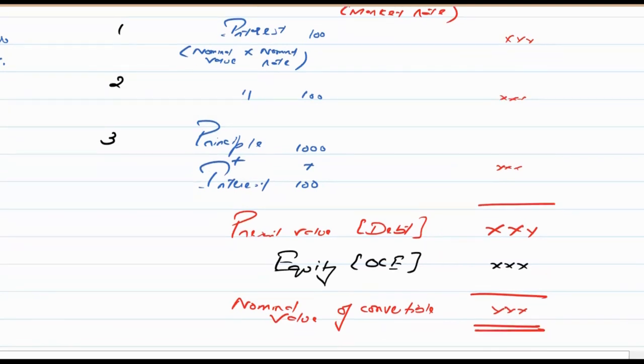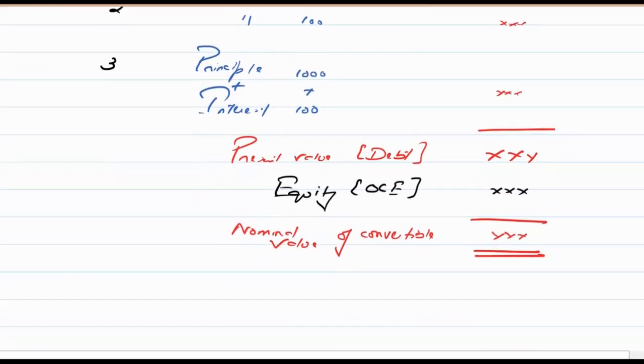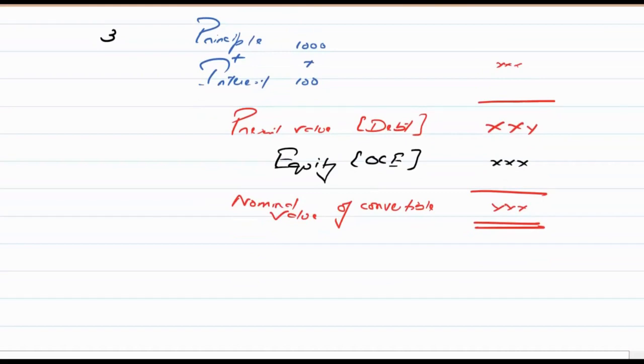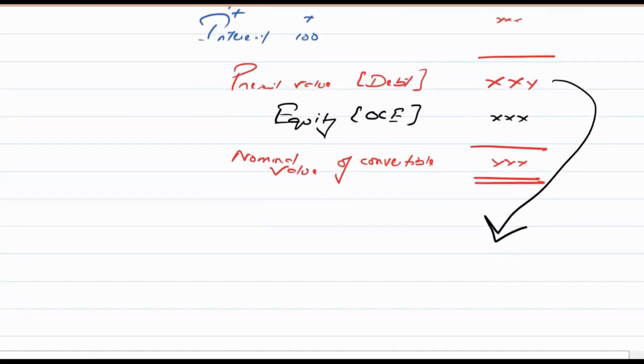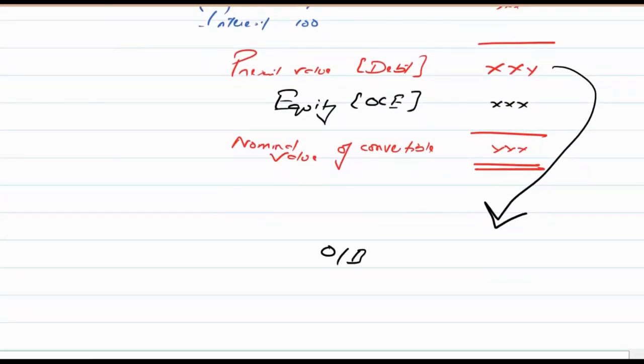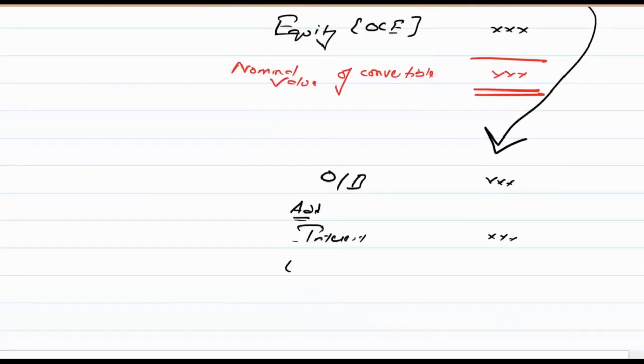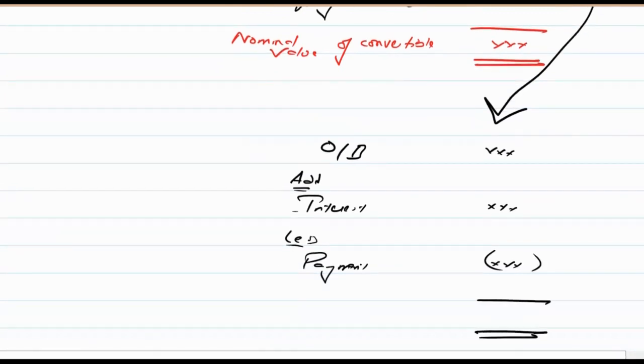Okay, so this OCE figure goes to the statement of changes in equity, and then this figure comes in the working of the amortized cost, which is the opening balance, and then we add the interest, again on effective rate, and then we deduct the payment on coupon rate or nominal rate, and then we get the closing balance.